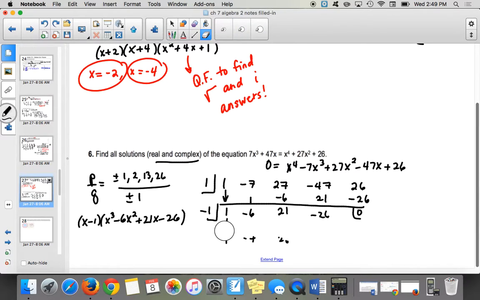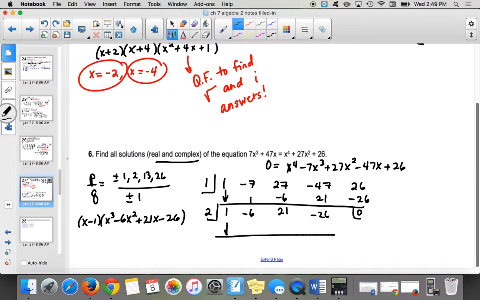What else? 2, did it work? You don't know? We're just guessing? Let's try it. And it really doesn't take long to actually try it, right? Oh, it works. So now it breaks into x minus 1, x minus 2, x squared minus 4x plus 13. And x squared minus 4x plus 13, sad day, does not factor. So we do the quadratic formula.